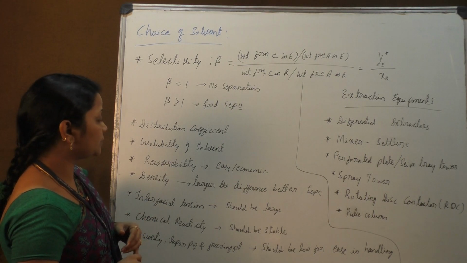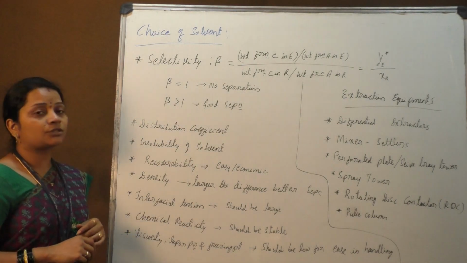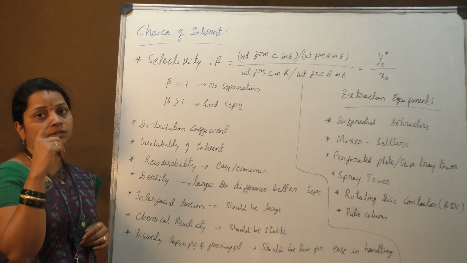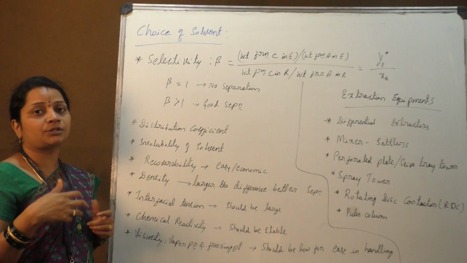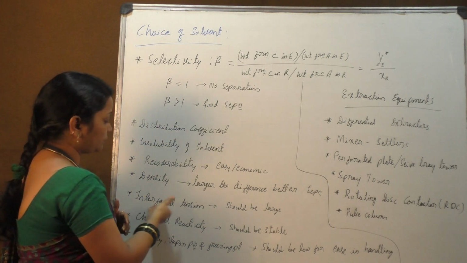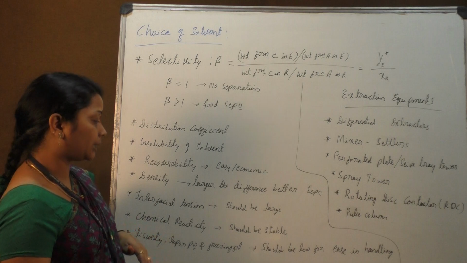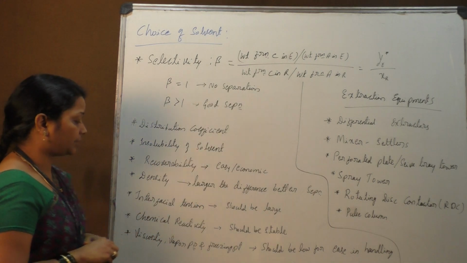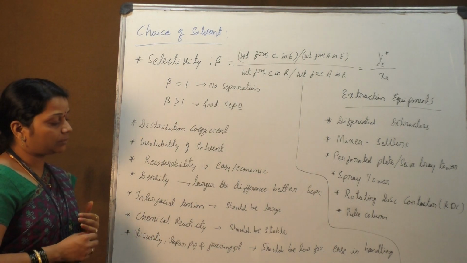Then comes interfacial tension. Interfacial tension is again about the separation, how you are going to separate using a mechanical aspect. For that, interfacial tension should be large, then only you can easily separate the component. Next one is chemical reactivity.